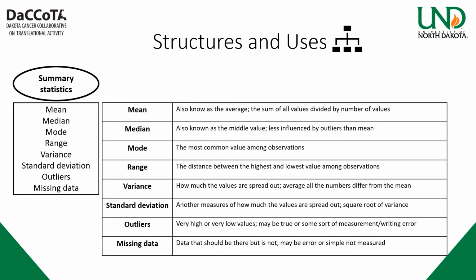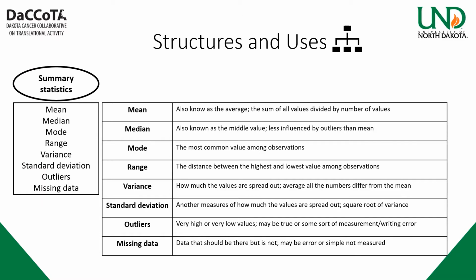Now let's look at the structure and issues of summary statistics. The first three here, mean, median, mode, are all a way of detecting central tendency. The mean, also known as the average, is really the sum of all numbers divided by the number of values. That's very nice, but it can be thrown off by untidy data. So a median, known as the middle value, is really less influenced by things like outliers than the mean is. And the mode, which is sort of the lowest resolution, can give the most common values among observations. It's actually pretty good for like categorical data.